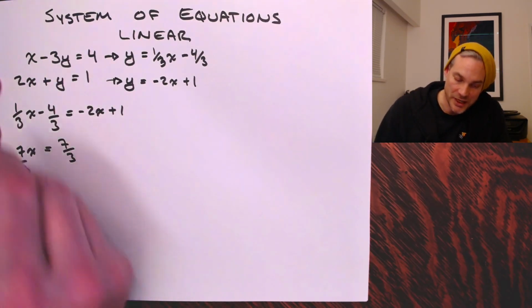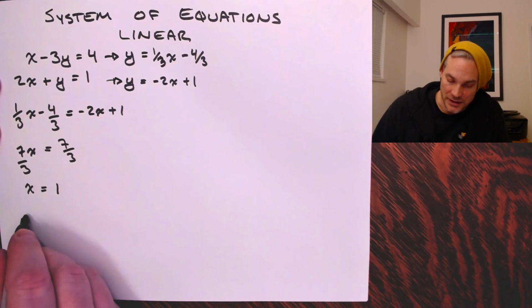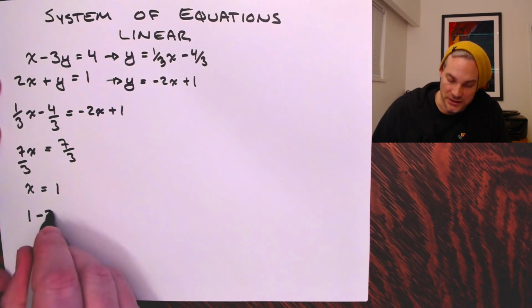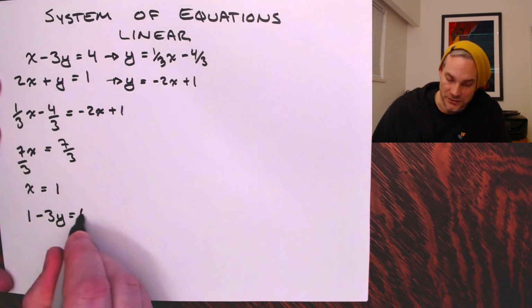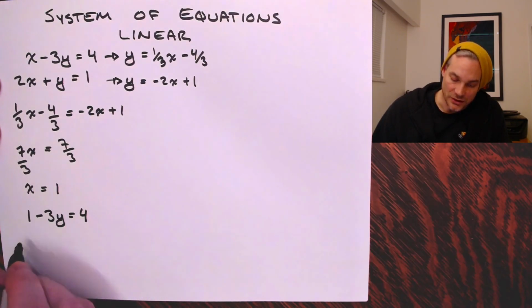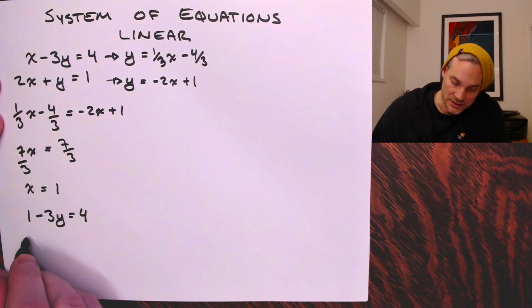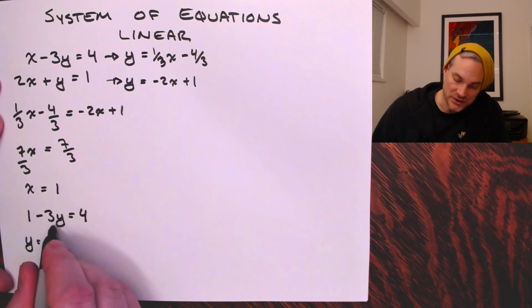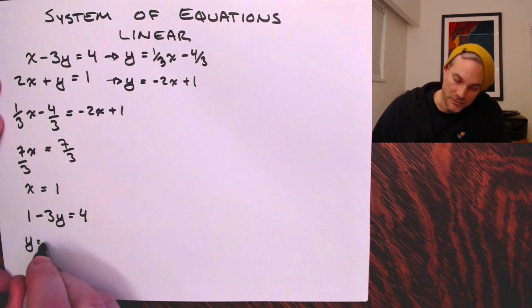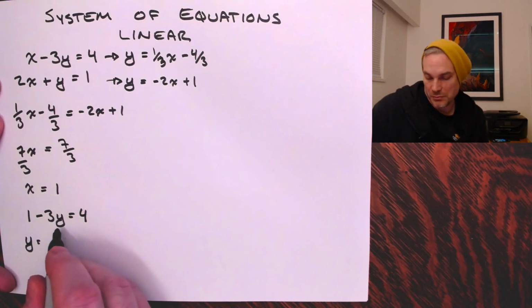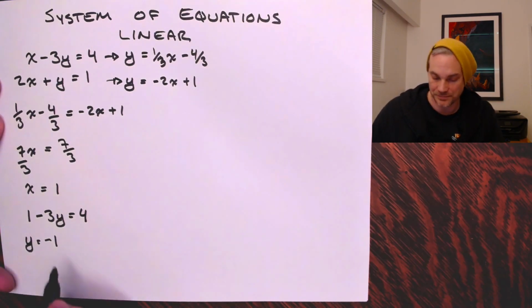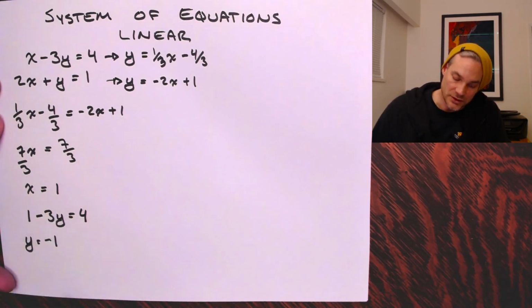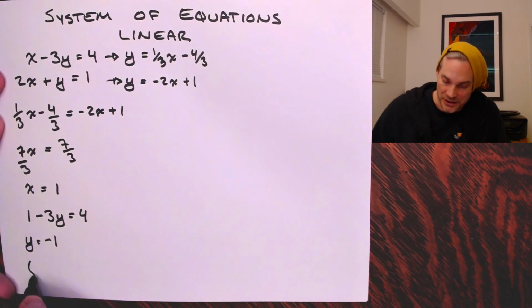So now I'm going to go back to this one, and I have x is 1, so 1 minus 3y equals 4. If I solve for y, what I'll get is y equals minus 1, right? So that's what we get. So now we have the point 1 comma negative 1.